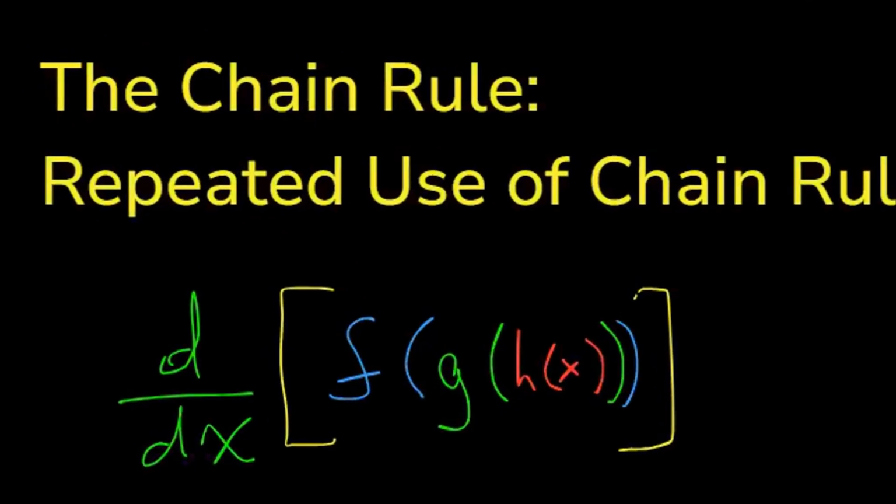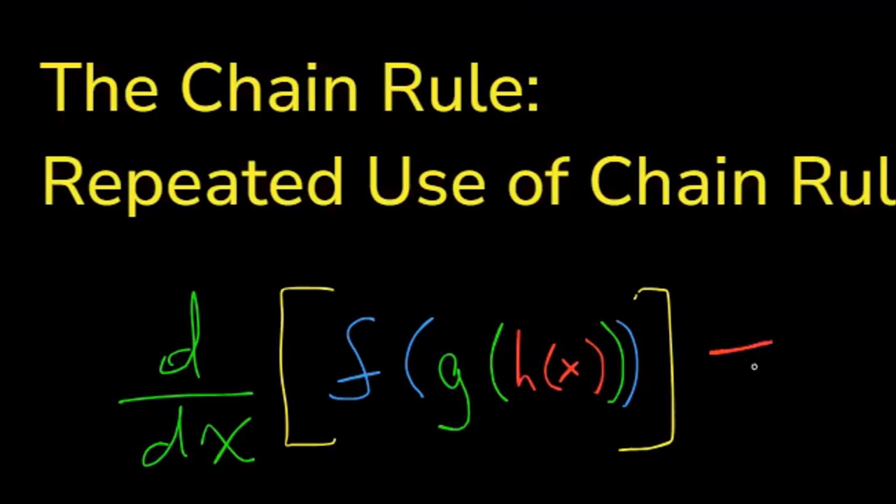So when we're talking about repeated use of the chain rule, this is where you have a composite function that has more than one composition. The example on the screen, you have f of g of h of x. Well, when you do this, you just simply keep applying the chain rule.